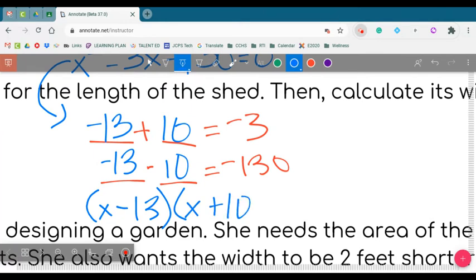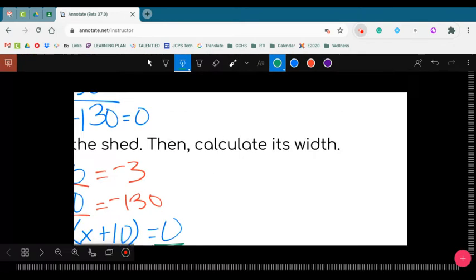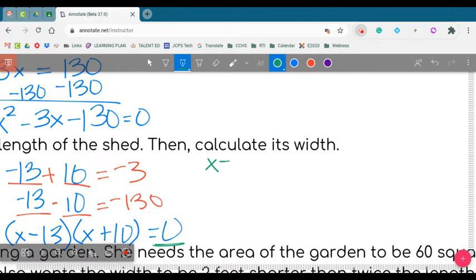So since we have this equals 0 at the end, that means we have to solve. So we're going to put each of these equal to 0. So X minus 13 equals 0, and X plus 10 equals 0. So we're going to get X equals 13 because we add it to both sides. And then we're going to get X equals negative 10.